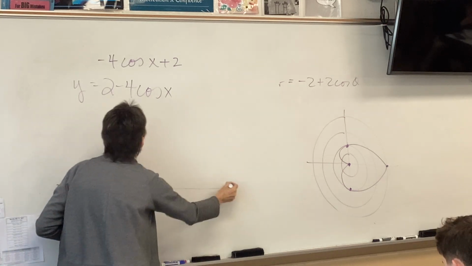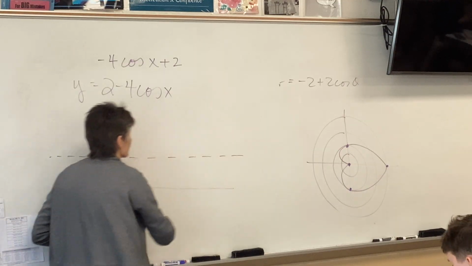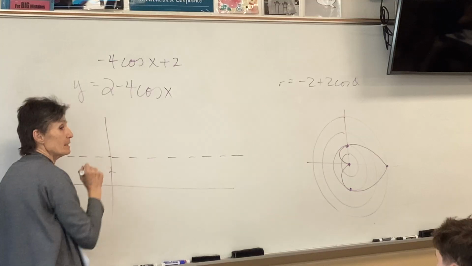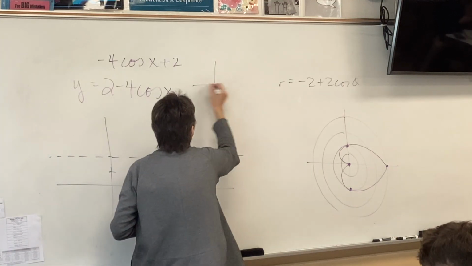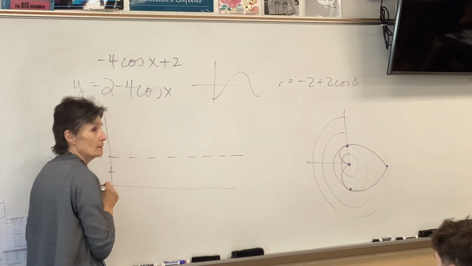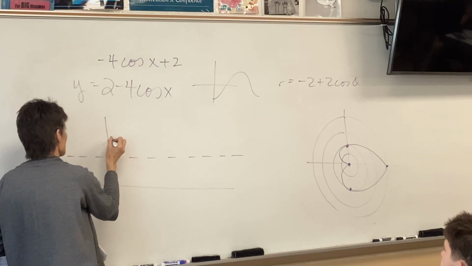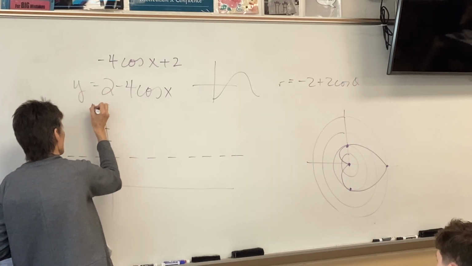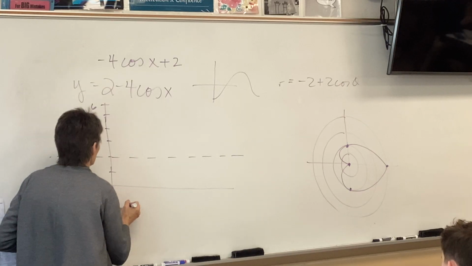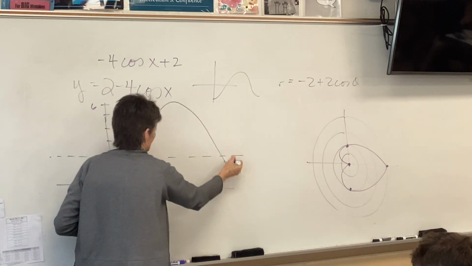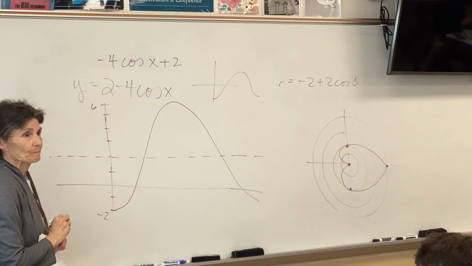Midline is at 2. It's a negative cosine, which means a negative cosine has this shape, right? So I'm starting down, my amplitude is 4, so 1, 2, going up to 6, and down to negative 2. So it's going to look like that. Does that make sense to you?